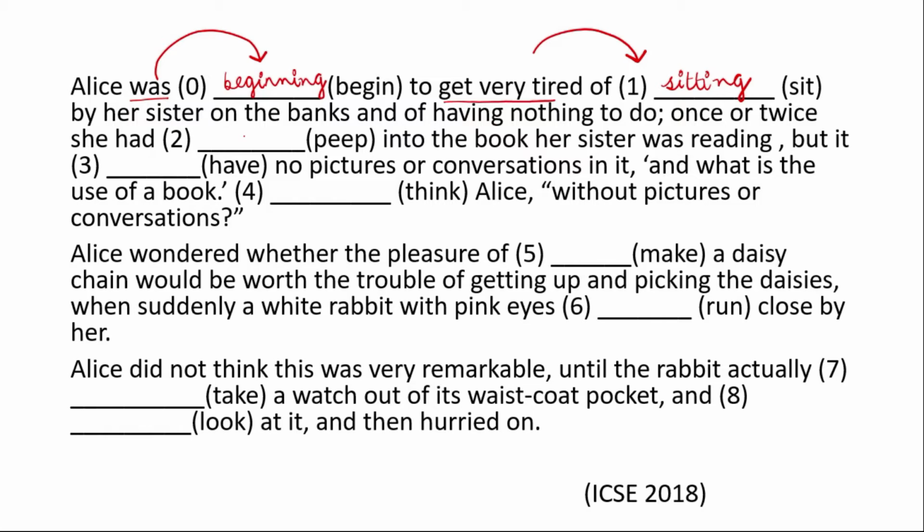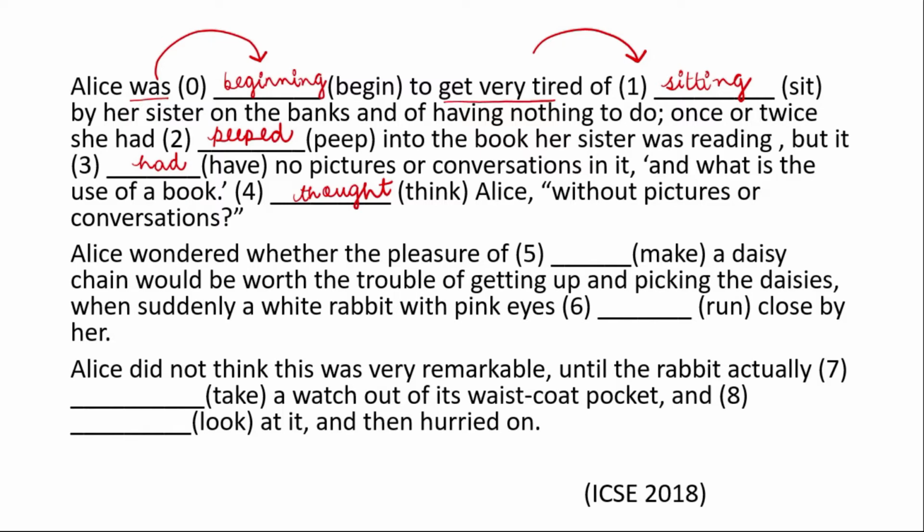So this is past perfect. So she had peeped into the book her sister was reading, but it dash no pictures. So this is past. The past tense of have is had. But it had no pictures or conversations in it. And what is the use of a book? Dash Alice. It has already happened, it is past, so the past tense of think is thought. Alice thought, without pictures or conversations.